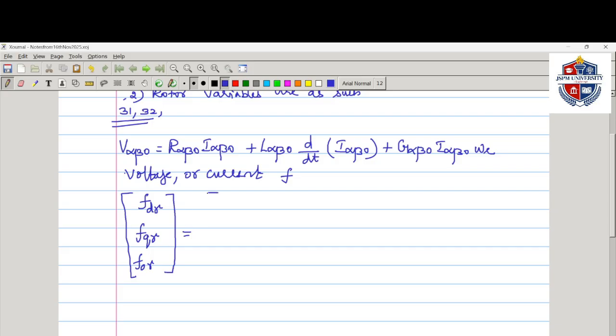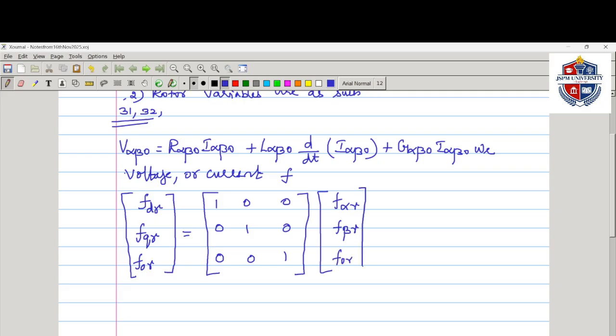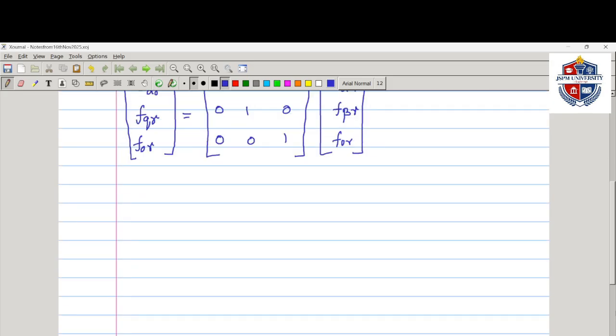That means all the variables are the same as in the alpha beta reference frame. So we can multiply this with the unit matrix 1 0 0, 0 1 0 and 0 0 1, into the variables in the natural two-phase reference frame, that means F alpha R, F beta R, and F naught R. Now, at the same time, we are moving the stator variables to the rotor variables.